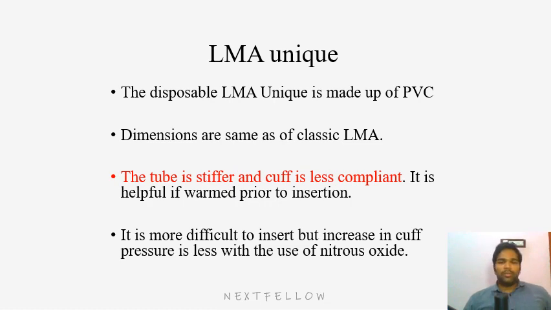See, one concept you should know, that is nitrous oxide is a volatile anesthetic we use for maintaining anesthesia. This volatile anesthetic is highly diffusible. It is very light and highly diffusible. So it can cross into the cuff, whether it is the endotracheal tube cuff or the laryngeal mask airway cuff. This diffusing nitrous oxide will increase the pressure inside the cuff, but LMA Unique restricts the diffusion. So one advantage is it restricts the diffusion, and it reduces the pressure inside the cuff.